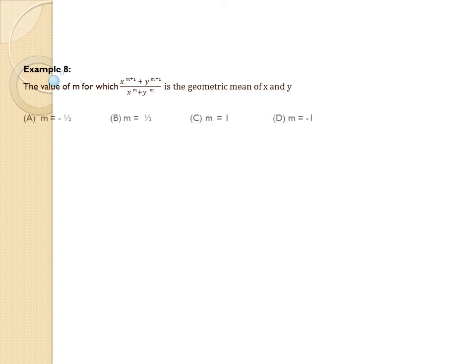Let us consider this problem. This is example 8. Okay, so let's see what the problem is. The value of m for which x to the power m plus 1 plus y to the power m plus 1, divided by x to the power m plus y to the power m, is the geometric mean of x and y. Then find the value of m. What is the value of m? m equal to minus half, m equal to plus half, m equal to 1, and m equal to minus 1.